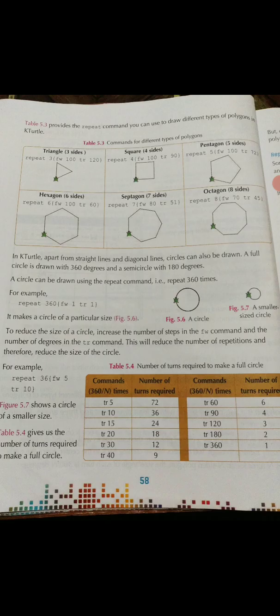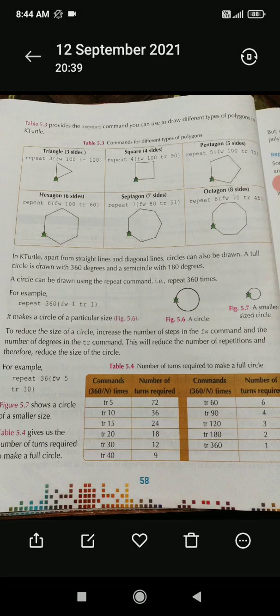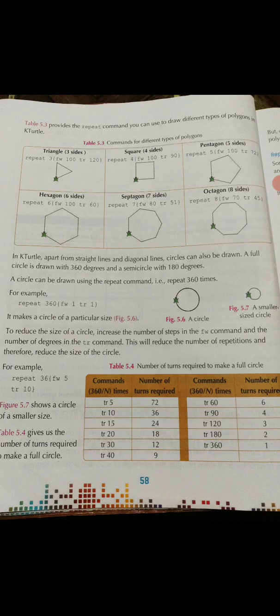A circle can be drawn using the repeat command, that is repeat 360 times. For example, repeat 360 [FW 1 TR 1] means here 360 degrees have been repeated. It makes a circle of a particular size, as in figure 5.6. Have you seen a circle? It is 360 degrees.